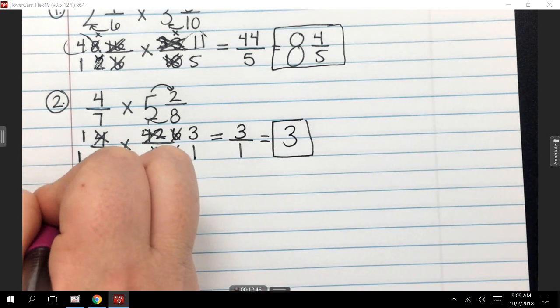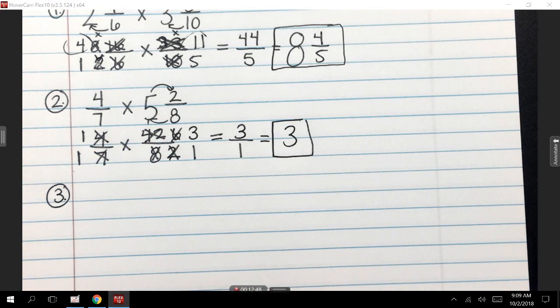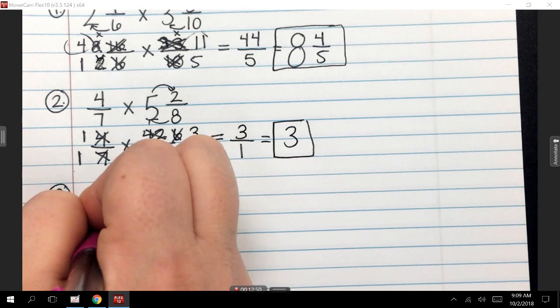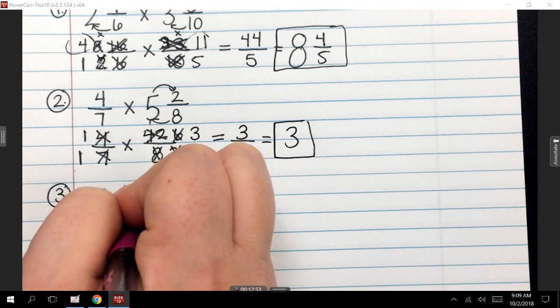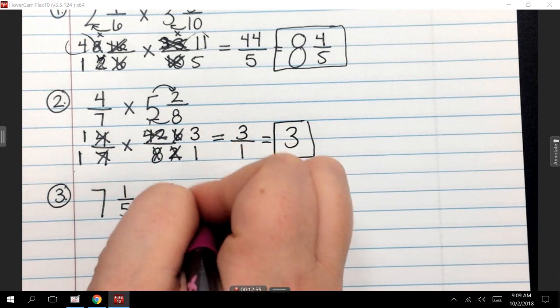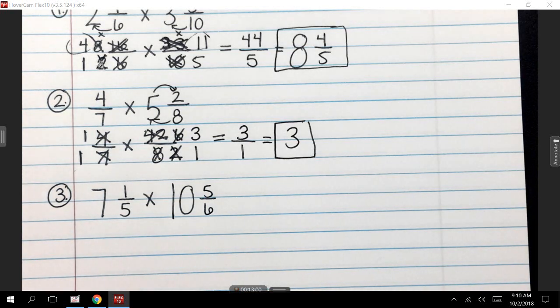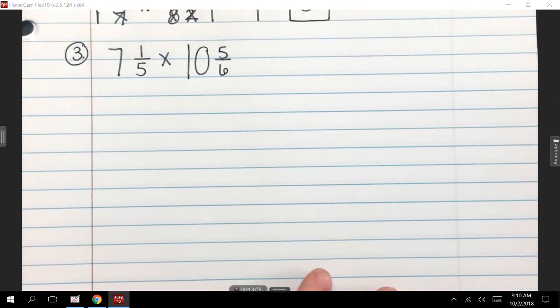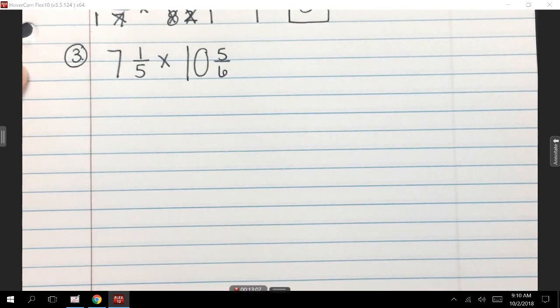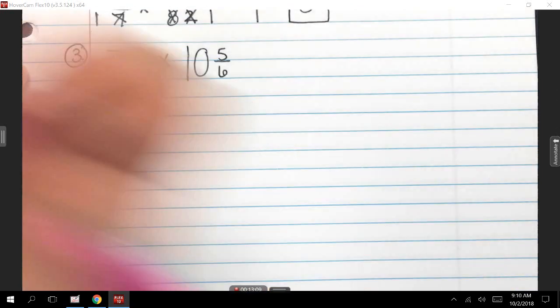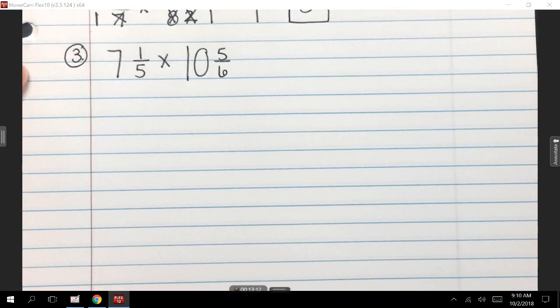All right, let's look at number 3. Y'all are doing an awesome job today. Number 3, I have 7 and 1/5 times 10 and 5/6. I'm going to move this up some because I'll end up not showing my work on the screen well. Okay, so this one, will anything here simplify in the problem? No, so I should anticipate that I might not have to simplify as much when I'm doing my math here, all right? What is 7 and 1/5 going to change to?